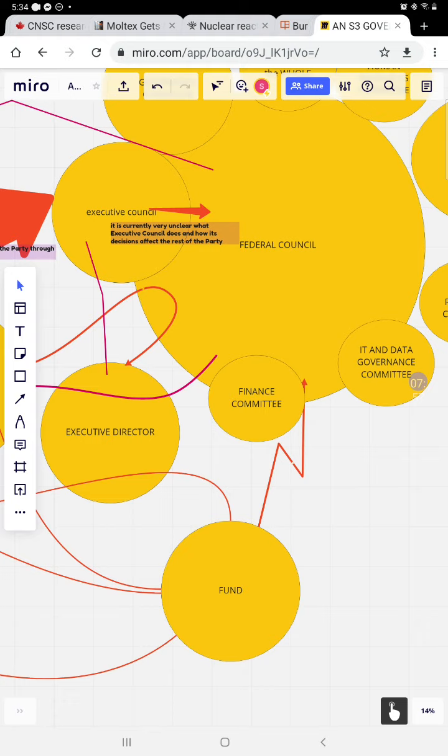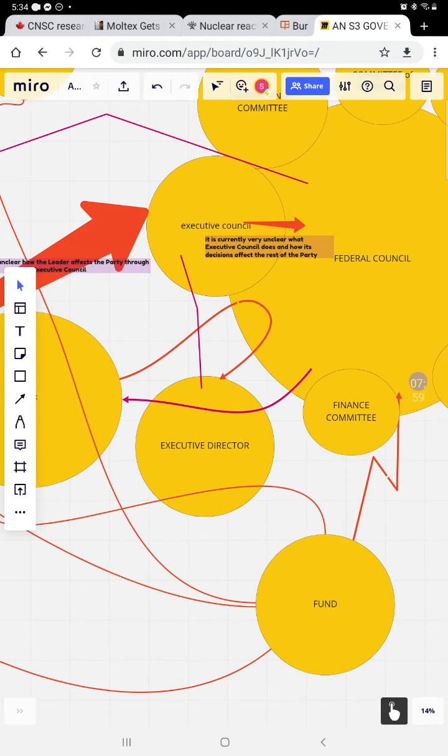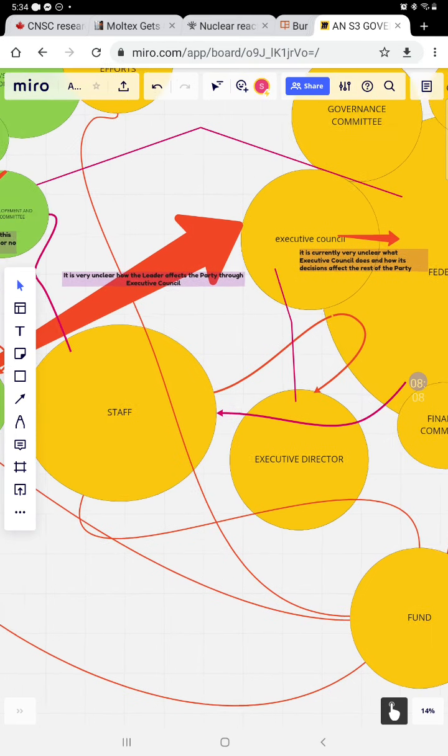And then there is an executive director who is just one human being, but they have a lot of power and say on how the party operates, and that's why it's such a big circle with so many of those red lines going through it.